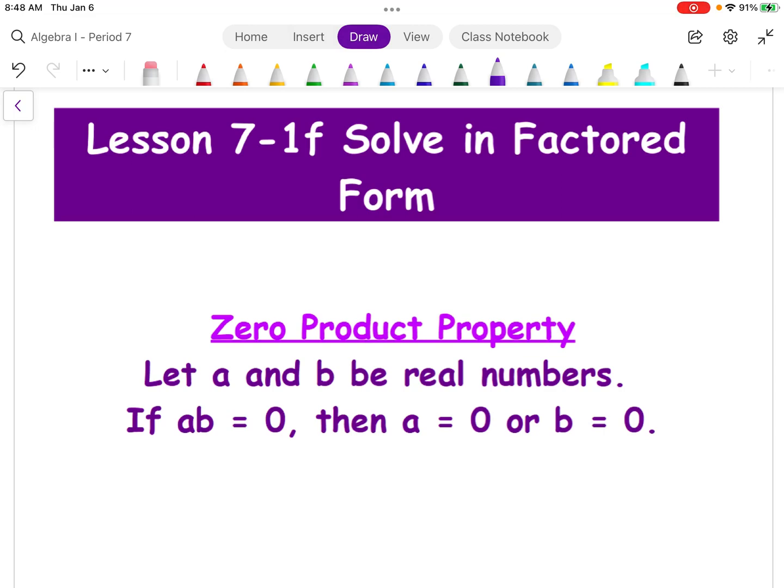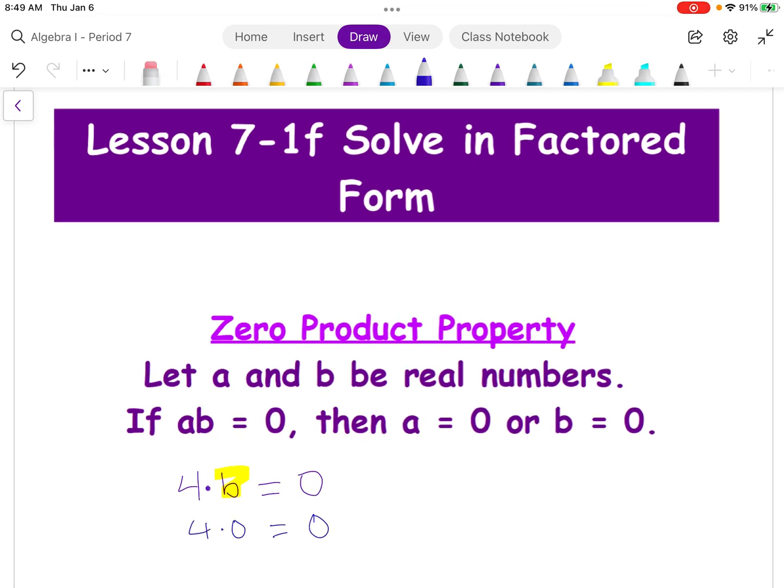So if we think about this, say a was 4, right? If we wanted to take 4 times something and have it equal to 0, the only way that can happen is if b is 0, right? Because 4 times anything else would not be 0. So this is just one example, right? And that's what the zero product property is saying. It's saying if you're multiplying and your answer is 0, then one of your factors has to be equal to 0, because that's the only way it can multiply to 0.